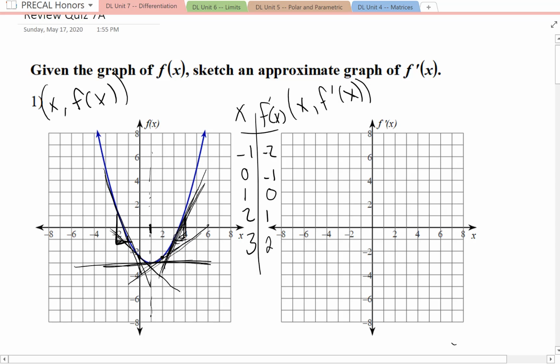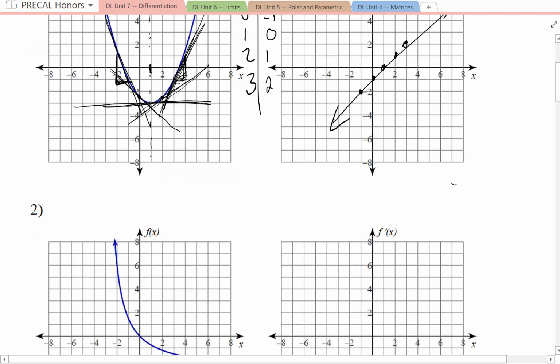Okay, and now I think we have enough points to actually give a good estimate of what the derivative looks like. So -1, -2. Go ahead and plot these points. And you have a line, which we learned before. Yeah, the derivative of a parabola is a line.